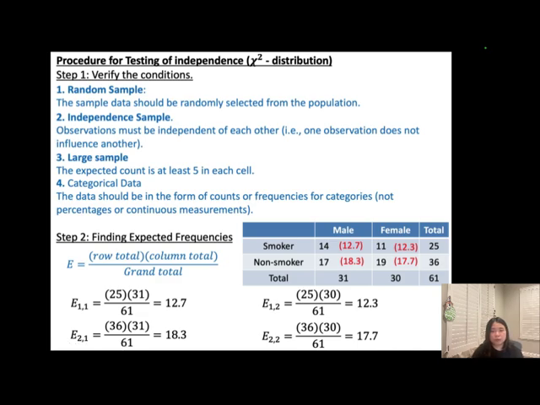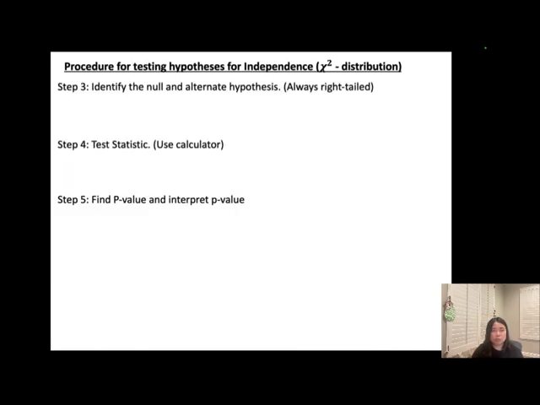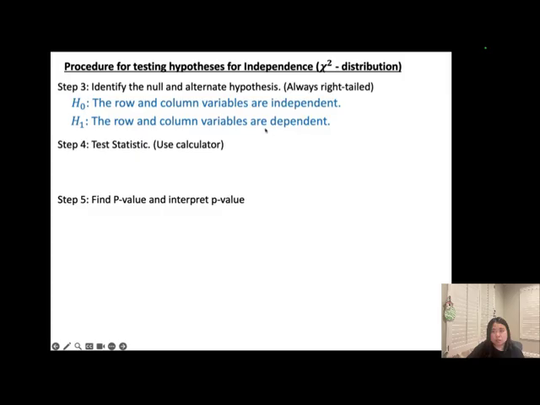After you find the expected frequencies, step 3: identify the null and alternate hypotheses. Since we want to test independence, we want to know if these two variables are independent. So the null hypothesis: the row and column variables are independent. And the alternate hypothesis: they are dependent. Then the test statistic, same formula, or you can use the calculator.